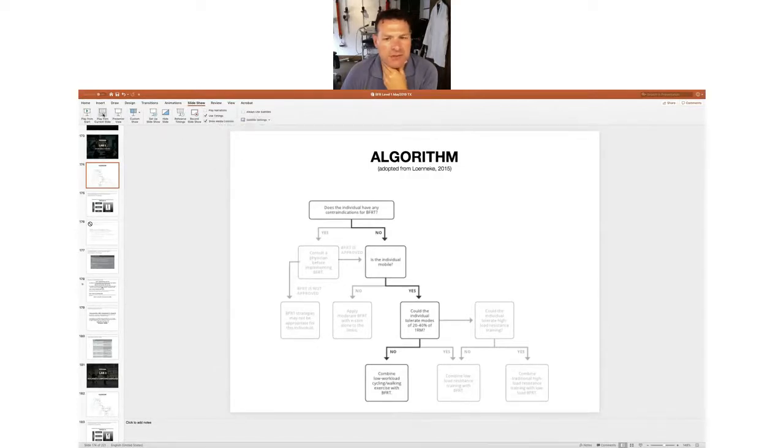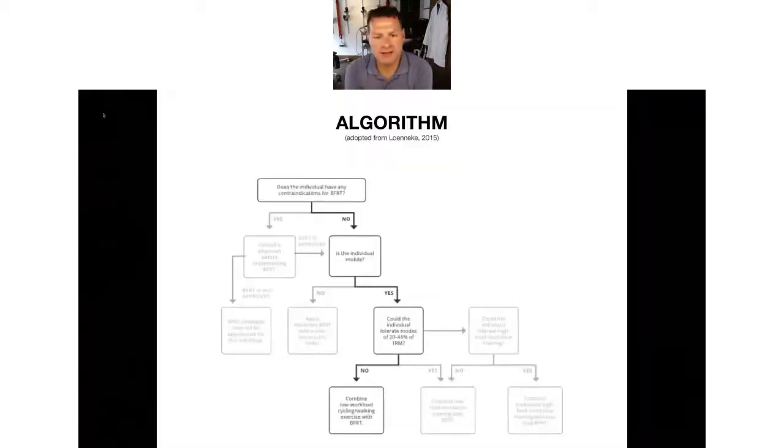All right. So there's a couple different ways that we can utilize aerobic capacity training with BFR. If you've been following me or you've taken any of my classes around BFR, you know that I love this algorithm that Dr. Loenneke out of University of Mississippi published in 2015. And it's an algorithm of what protocol to use for BFR.